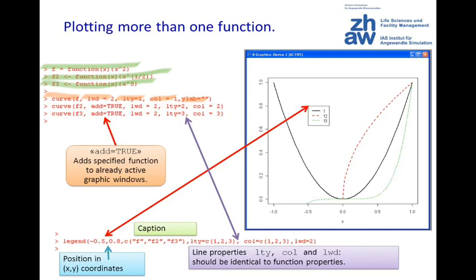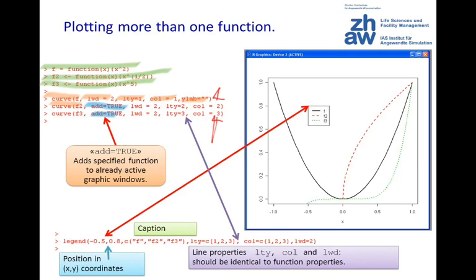Then you just go to the next line, say curve of f2, and now it's very important that you put the statement add equal to true, because that means the curve will be added to the already existing plot. And the same you can do with the third curve. Usually you should be able to distinguish those curves from each other here by giving them different colors.